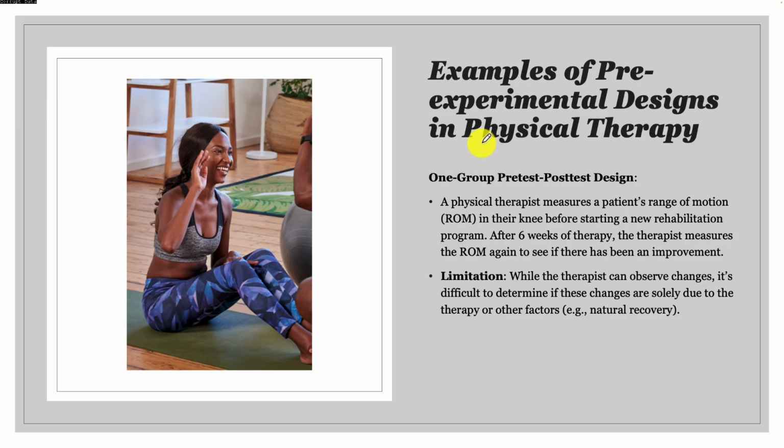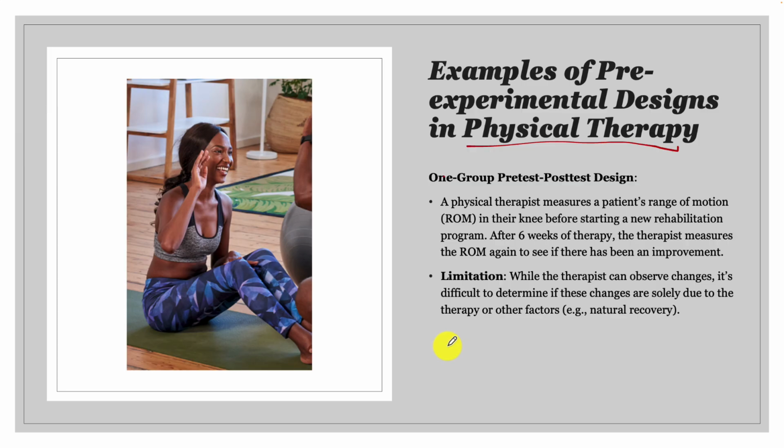So if we're looking at physical therapists, let's see how they might apply these different methods. If I have a physical therapist doing a one group pre-test, post-test design, well, I just gave you an example of that. Think about if we're looking at a patient's range of motion in their knee before starting a new rehabilitation program. After 6 weeks of therapy, the therapist measures the range of motion to see if there has been any improvement.